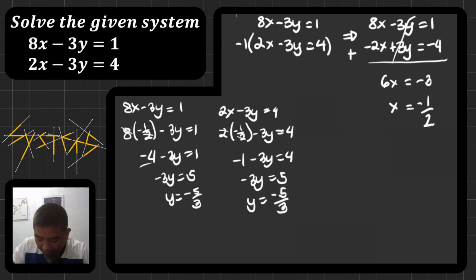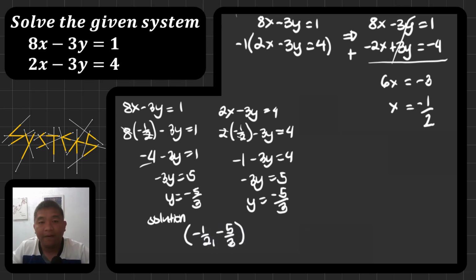With this, our solution is the coordinate of the point on the Cartesian plane having x, which is negative 1 half, and y, which is negative 5/3. This is already the solution now. Okay, so this was made possible by the process of elimination and the application of these processes.